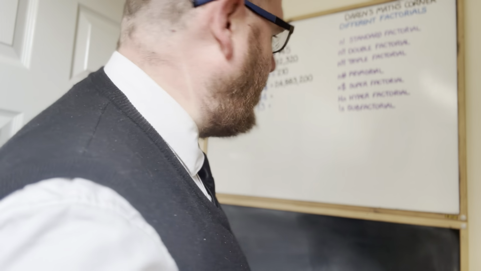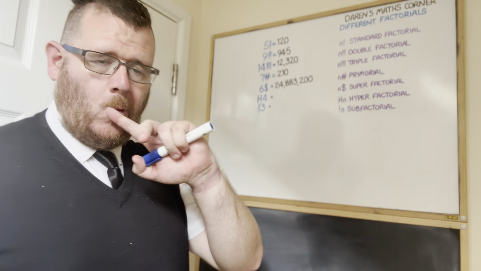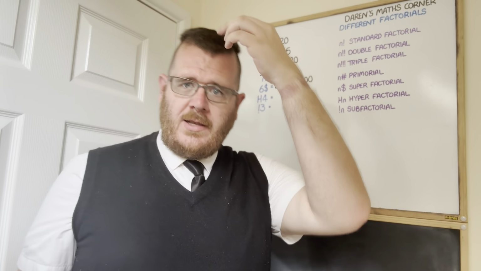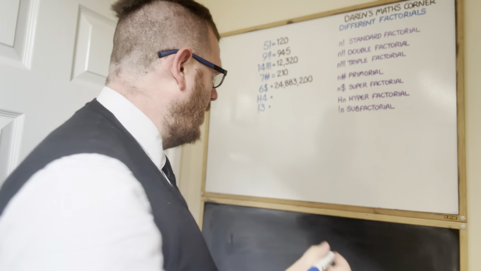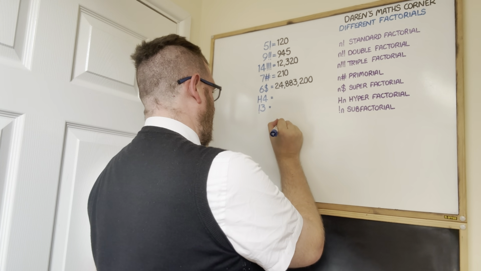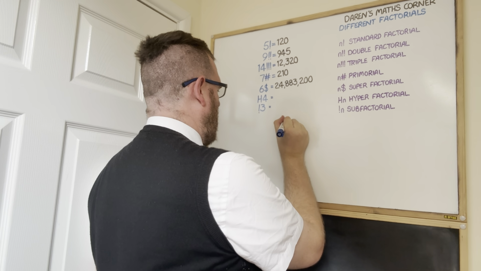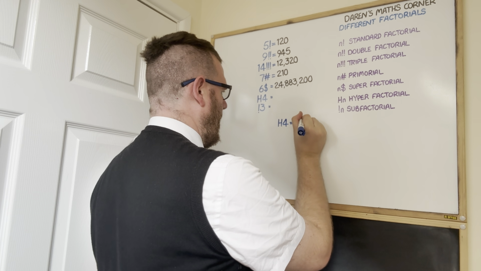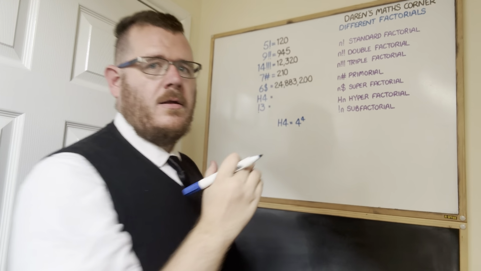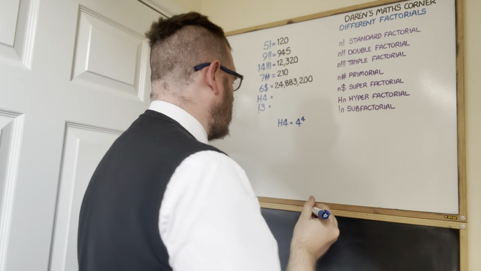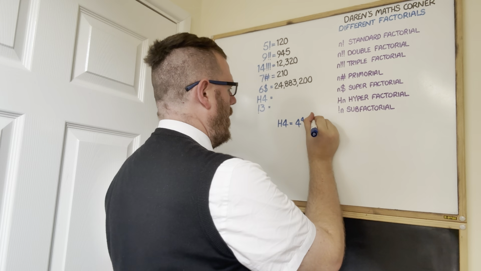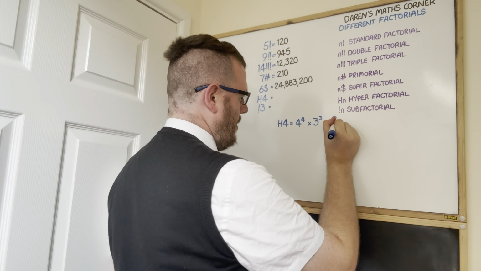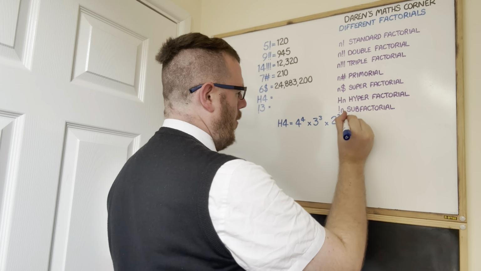So now we're going to go hyperfactorial. This time we're only going to do 4 hyperfactorials, because what this does is you're multiplying numbers raised to the power of itself. And it's symbolised by an H and a number inside the brackets. So what you're doing here is you're doing 4 to the power of 4 times 3 cubed times 2 squared times 1.